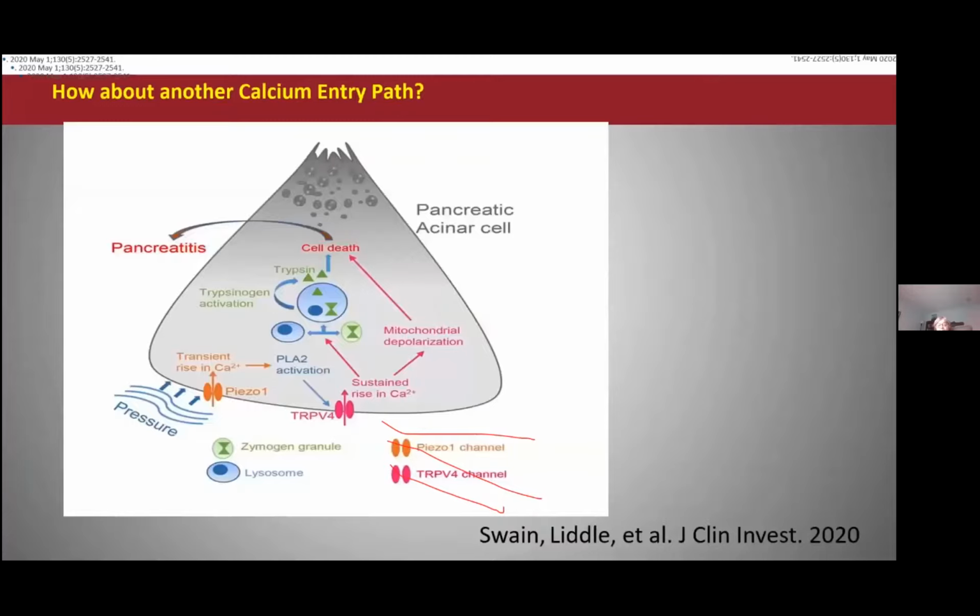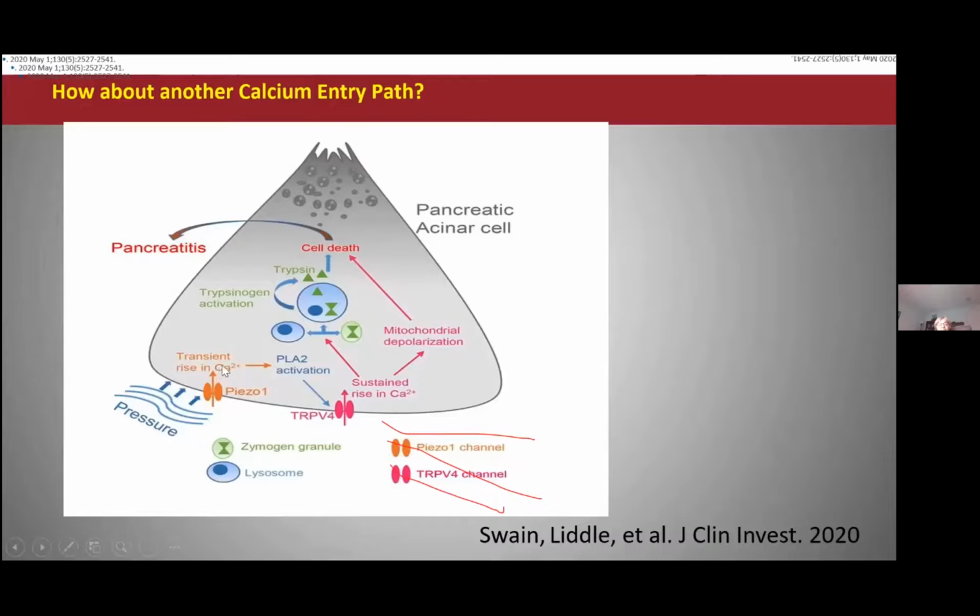So that is about the ORAI1 inhibitor, CM4620. I wanted to show you data that was reported just recently by Swain and Little in JCI. They've identified another calcium entry pathway that is probably going to be pretty important as well. They demonstrated a calcium channel called Piezo1 that is activated with pressure. This could account for how gallstones transiently stuck in the ampulla of Vater could cause pancreatitis, by increasing pressure, and that could cause the calcium increase.